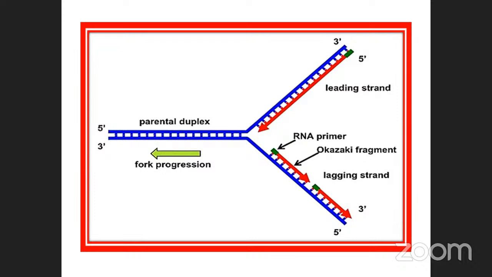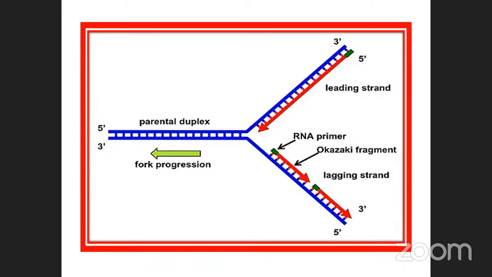This is the lagging strand. Start from here and finish up to this level. Another primer is also essential for another origin, leading to the 5 dash end. So these are the lagging strand. These are the leading strand. There is no gap. This is continuous.